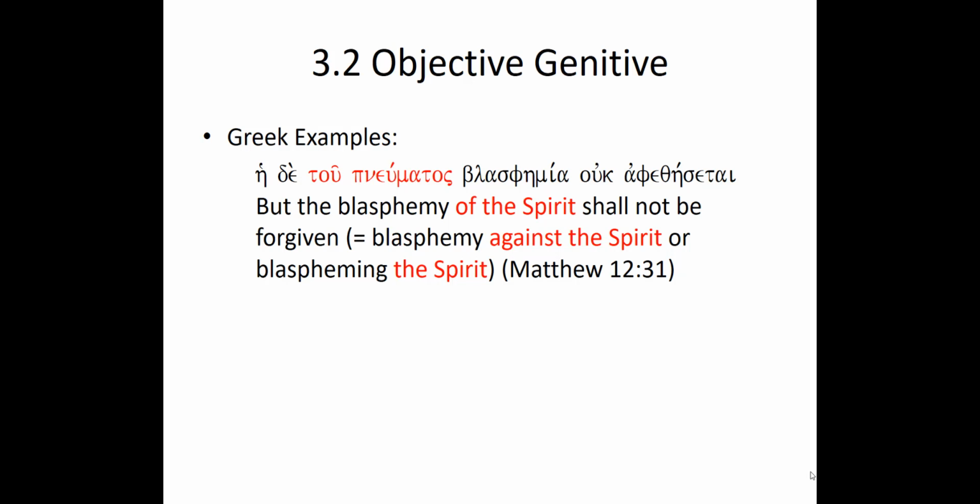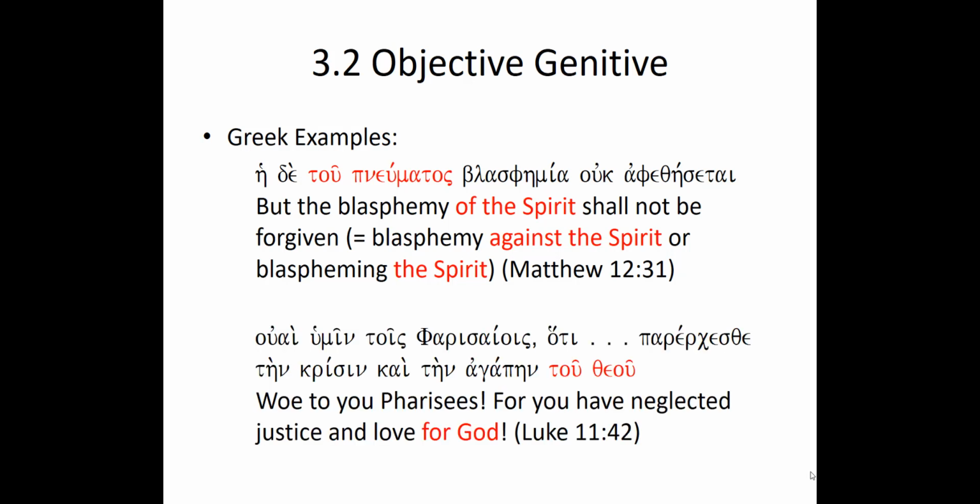We're not talking about the Spirit doing the blaspheming. That would be subjective. But we're talking about blaspheming the Spirit. So this is an objective genitive. Uai humen tois pharisaios, hati par erkesthe tain chrisen, kai tain agapein tu theu. Woe to you, Pharisees, for you have neglected justice and love for God. So the word God is the object of the verbal idea, love.